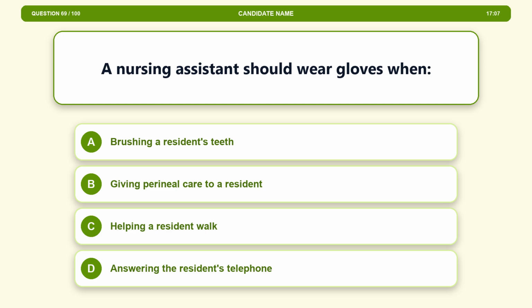Question 69. A nursing assistant should wear gloves when: Option A, brushing a resident's teeth. Option B, giving perineal care to a resident. Option C, helping a resident walk. Option D, answering the resident's telephone.